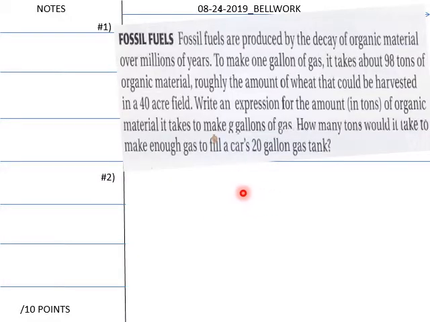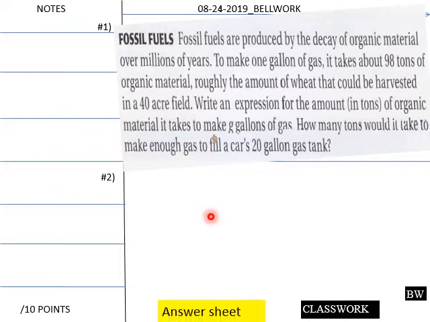Okay, teachers, our bell work here is this word problem. How many tons would it take to make enough gas to fill a car's 20-gallon gas tank? This is your bell work. Give your students 5 minutes to complete this.